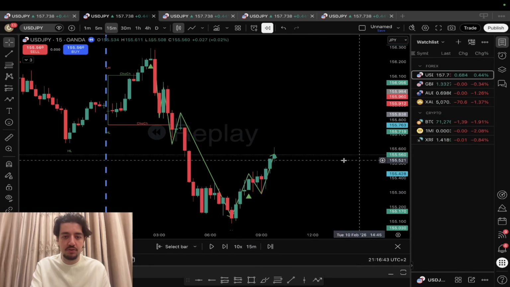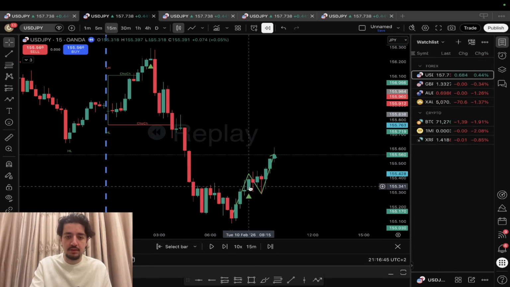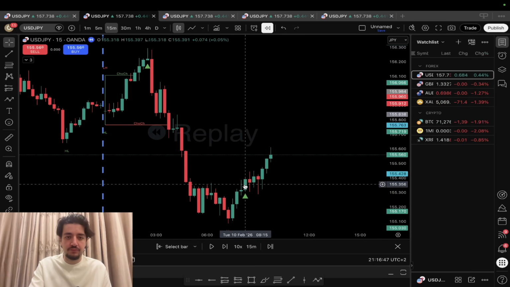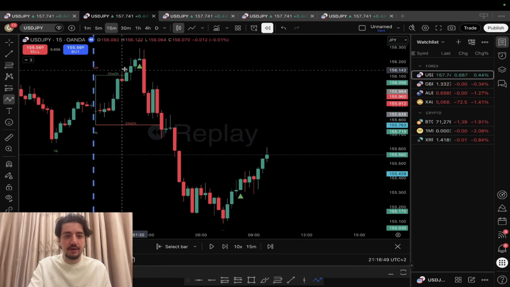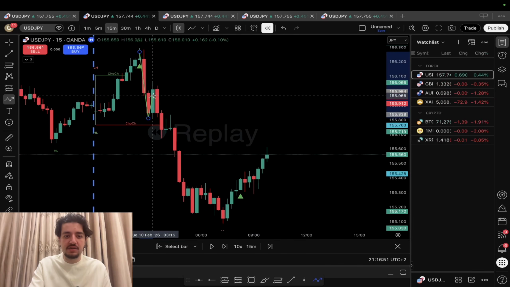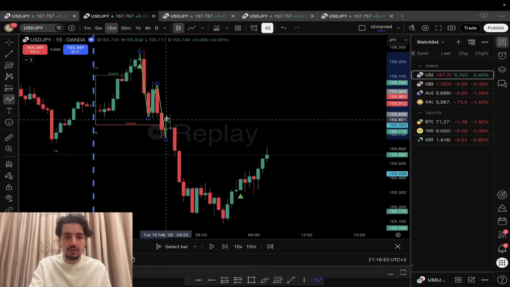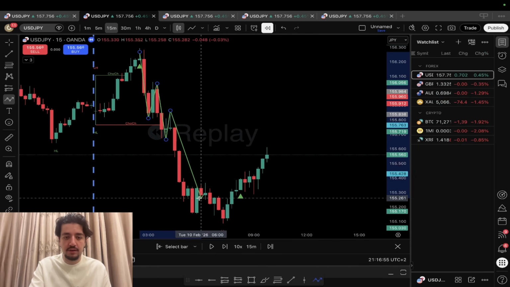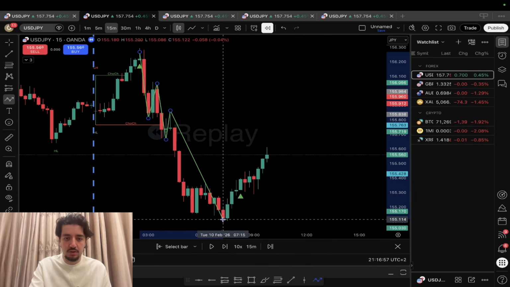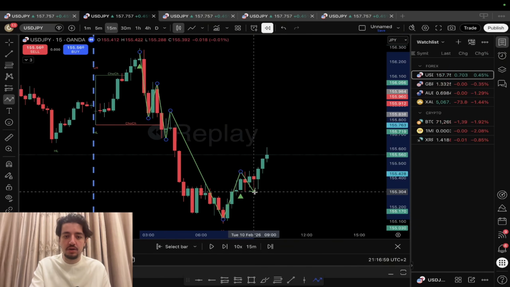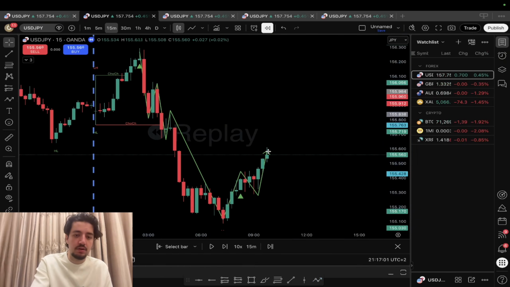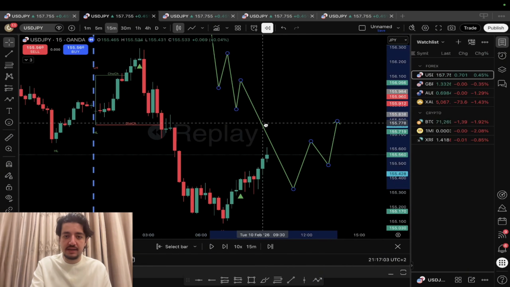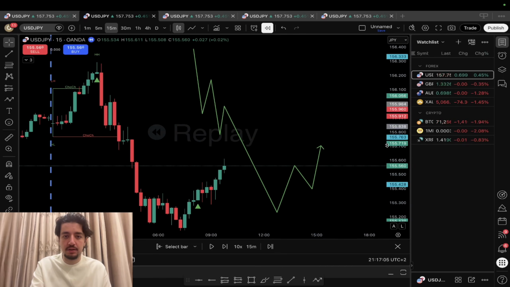God damn, I can't draw anymore. Let me draw it better. So we have an external downtrend: high, low, lower high, lower low, lower high, lower low, and then we have an internal uptrend. Cool. Perfect. Let's just take it to the side so we see it better.